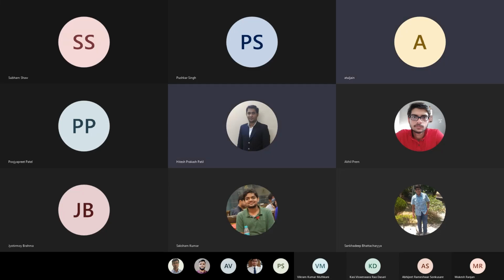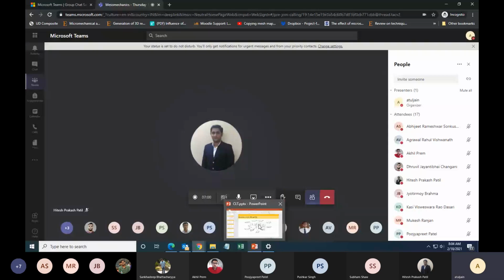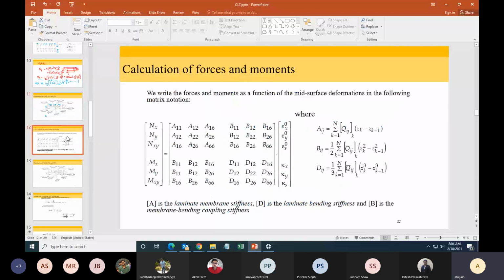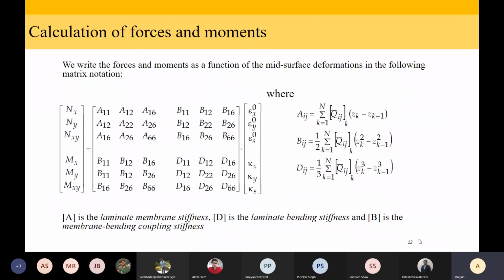Okay, I think we should start. So, in our previous class, we stopped at this slide, right? Let us go one slide back. In our previous class, we found out the relationship between the deformations, that is the mid-plane strains and the curvature, with the resultant force and moment. And they were related by what is known as the ABD matrix.